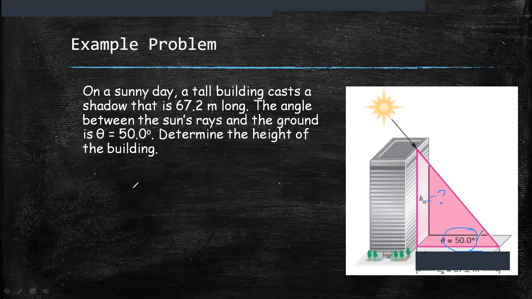Using the trigonometric functions, we can use the function tangent theta, which is equal to the opposite side over the adjacent side. Substituting the values, we have tangent 50 degrees equal to the opposite side, which is the missing value, over the adjacent side, which is 67.2 meters.